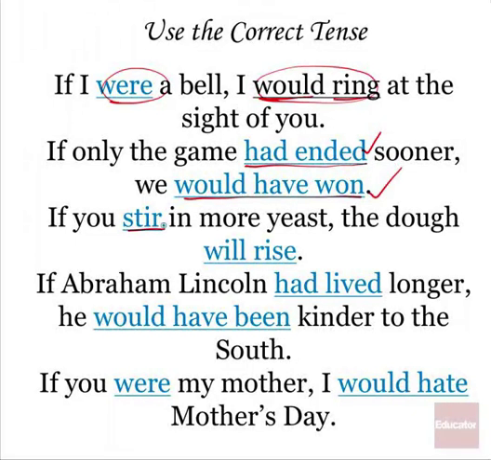If you stir in more yeast, the dough will rise. We're making a conditional prediction. If you do this thing, which we are predicting, this result, which we are also predicting, will happen. If Abraham Lincoln had lived longer, we're speculating about something that didn't happen in the past. Your clue here was Abraham Lincoln. He's dead. He's been dead for over 100 years. We're obviously talking about something that happened in the past. He would have been kinder to the South.